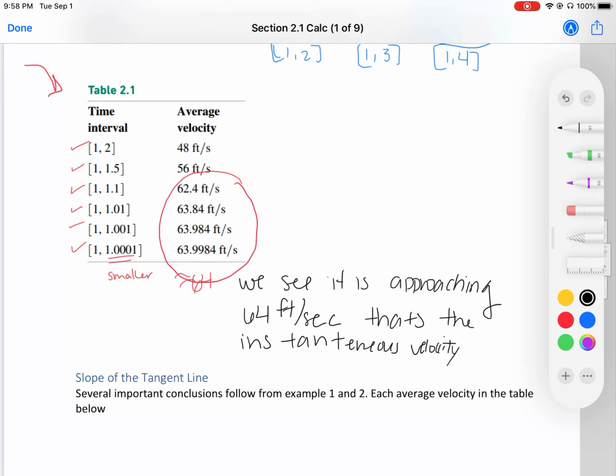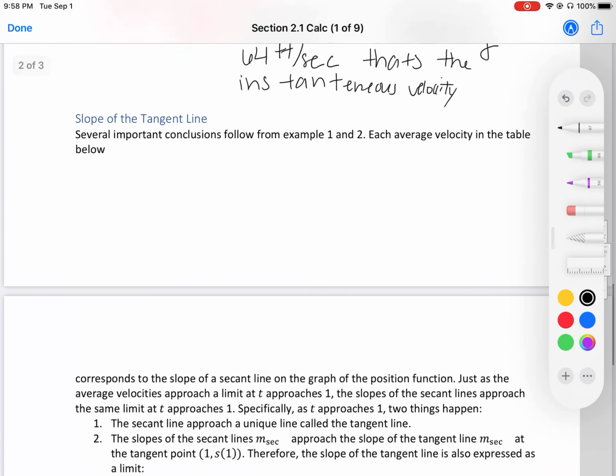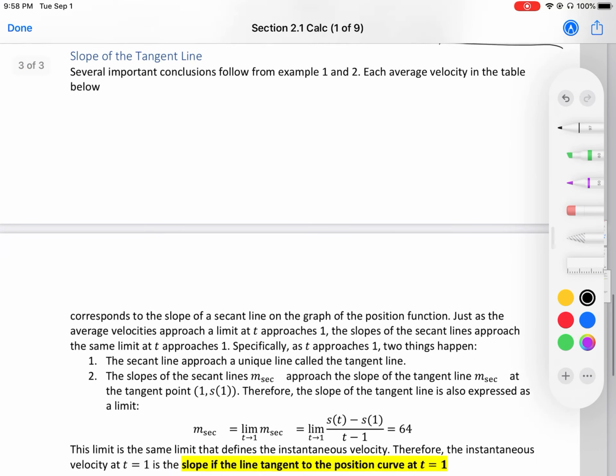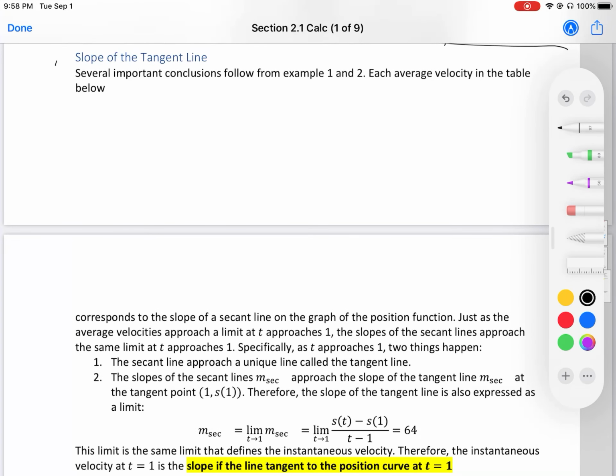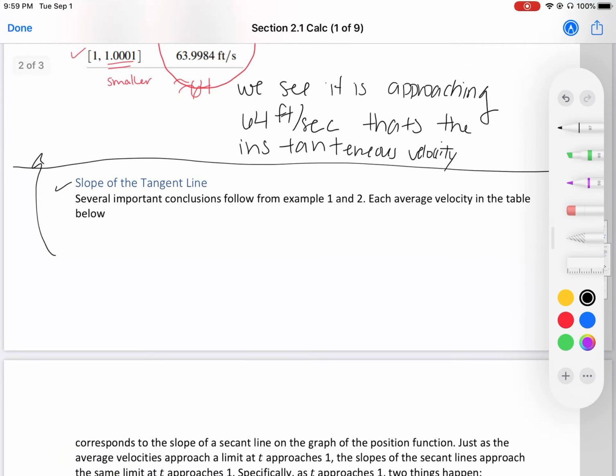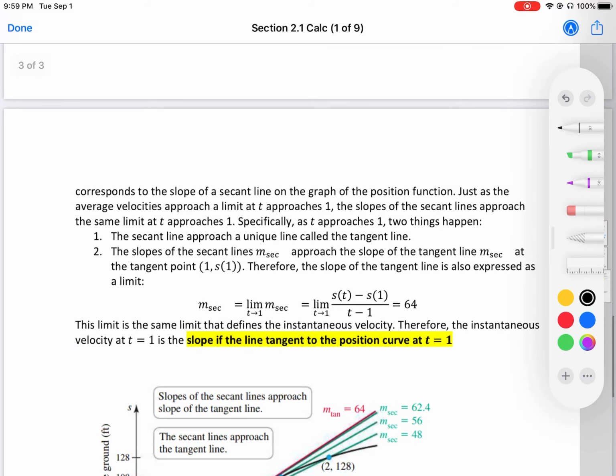Okay, moving forward. Now, as we go through this part, it'll make a lot more sense once we develop this more, as we get closer to chapter 2. At the end of chapter 2, closer to chapter 3, we'll see this a lot more and understand it a bit better. But just to get the idea of it, the slope of a tangent line. Several important conclusions follow from example 1 and 2. Each average velocity in the table below, so that was supposed to be that table, corresponds to the slope of a secant line on the graph of the position function.